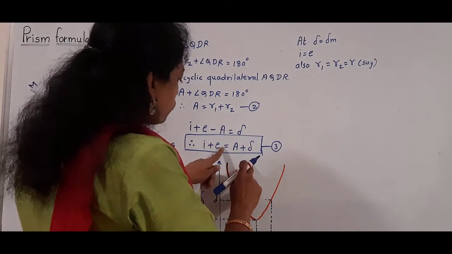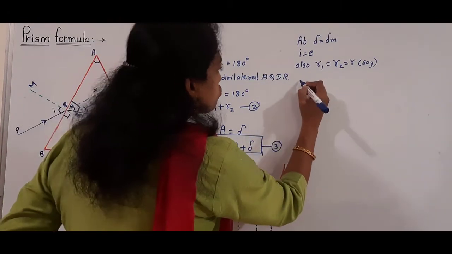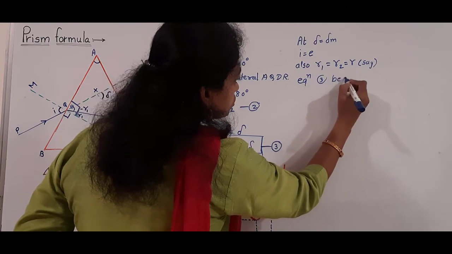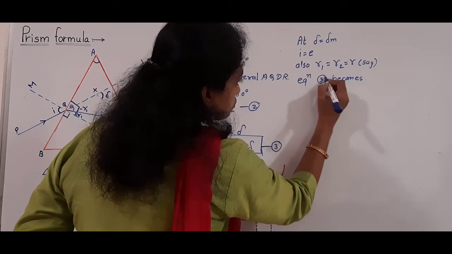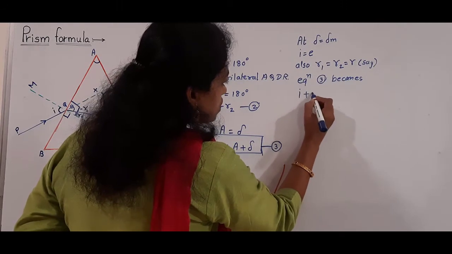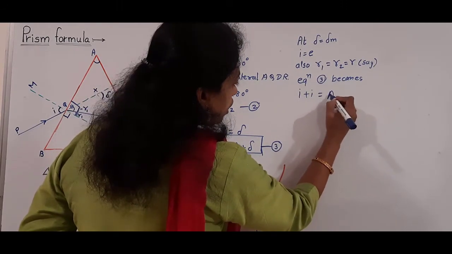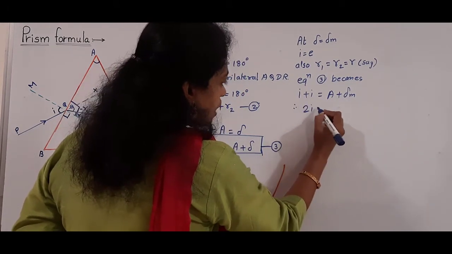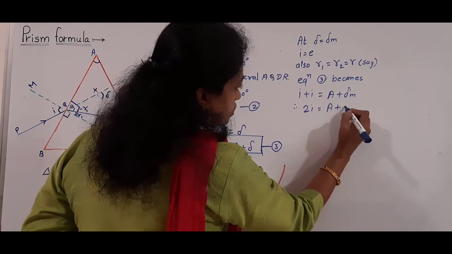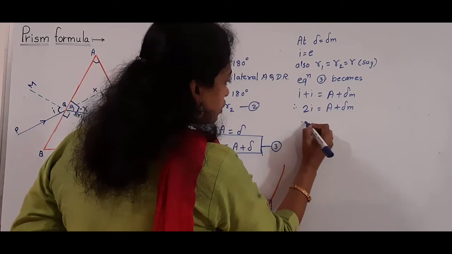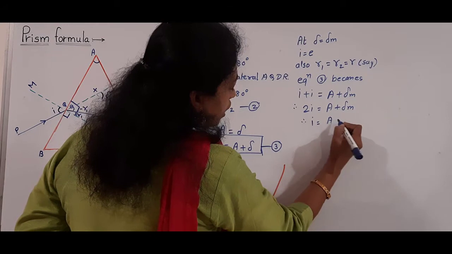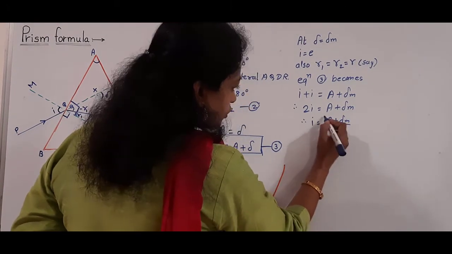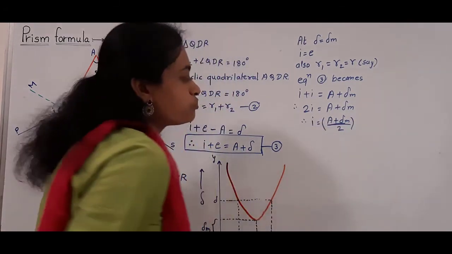Here instead of E, I will put I, means equation 3 becomes I plus I is equal to A plus delta m. Therefore, twice I is equal to A plus delta m. Therefore, I is equal to A plus delta m divided by 2. This is the value of I.